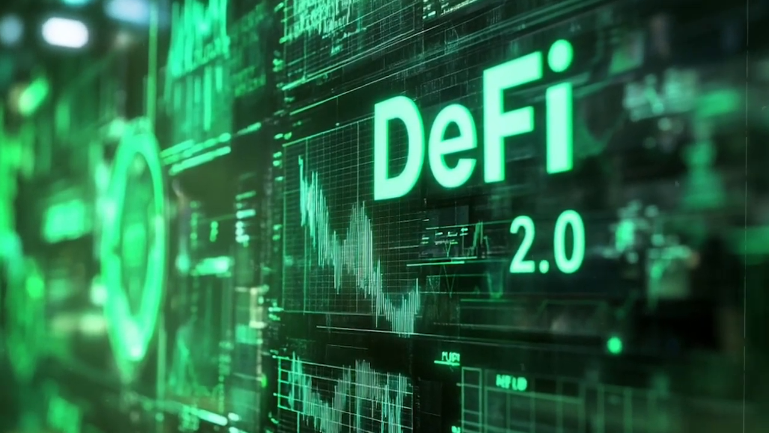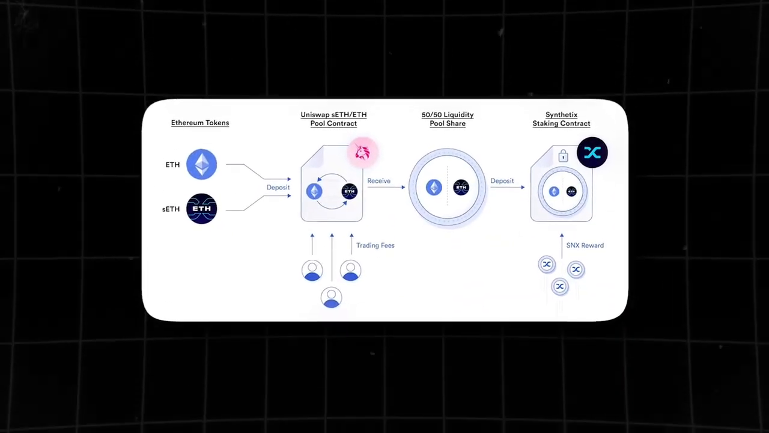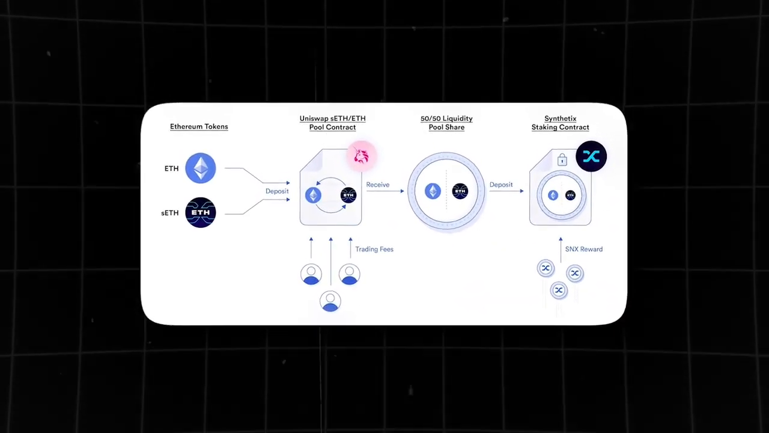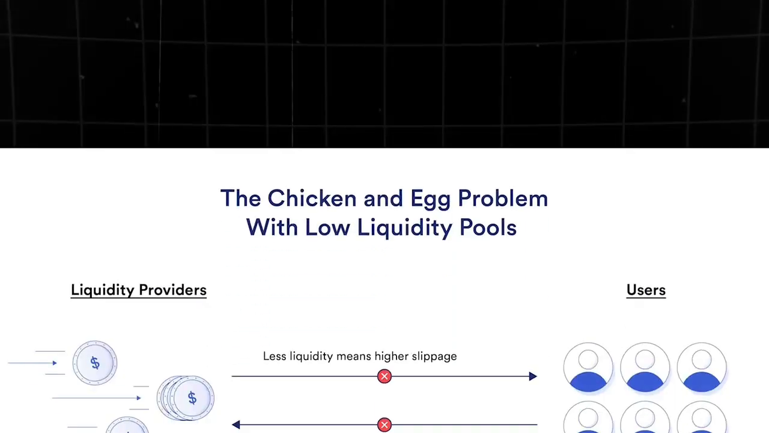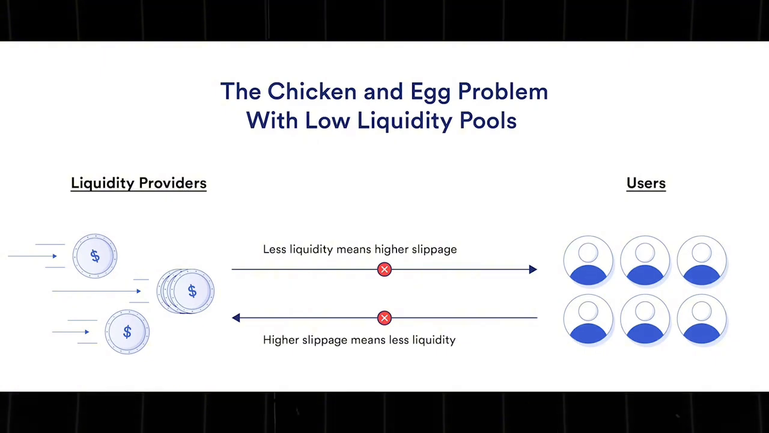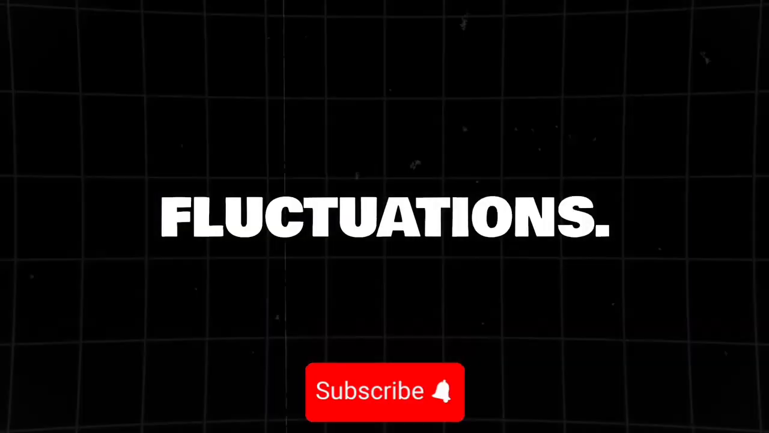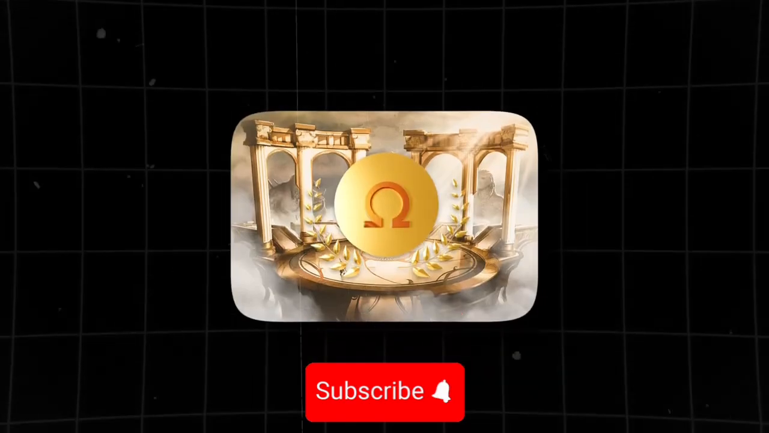Diving into new concepts. 1. Protocol-owned liquidity. A key innovation in DeFi 2.0 is protocol-owned liquidity, or POL. Let's break it down. In DeFi 1.0, liquidity was provided by users who could remove it at any time, causing market fluctuations. Example, Olympus DAO.